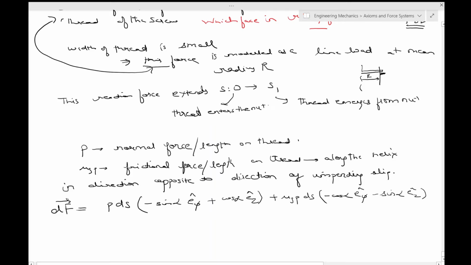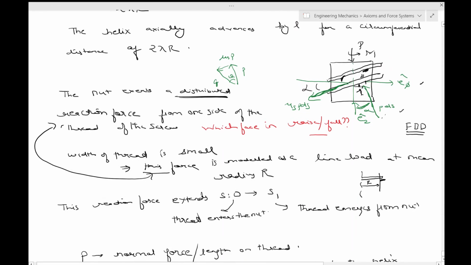Okay, so this is it. This is the force on a small element ds at length r from the axis. Now if you want to write the equations of equilibrium, the forces along the z direction will be added, and that should be equal to P, and similarly the moments also have to be added.